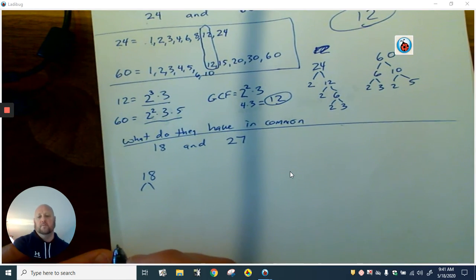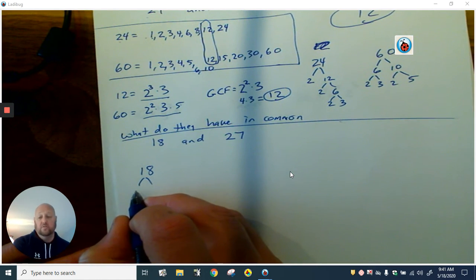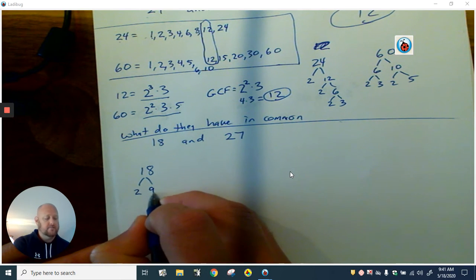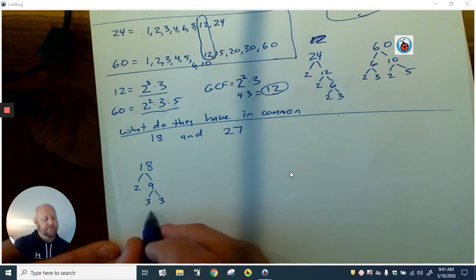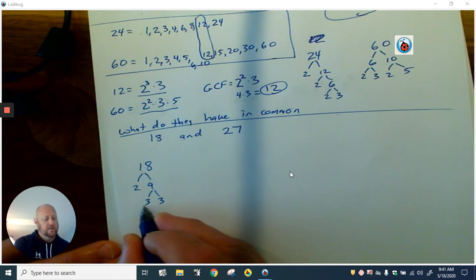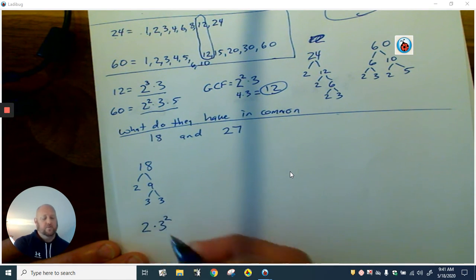18, what are two numbers that multiply together to get 18? Could use 3 and 6. You could use 2 and 9. It doesn't matter. 9 breaks down into 3 and 3. So 18 is the same thing as 2, and then I have 2 3s. Okay?